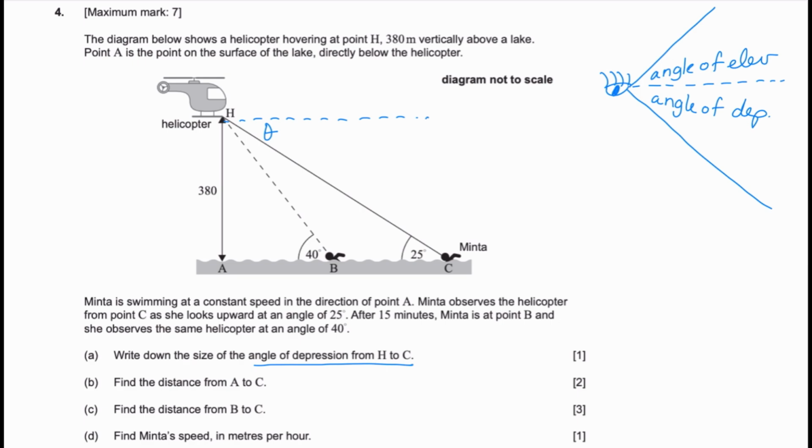One of the biggest things in these trig questions and geometry questions when it comes to triangles is to be on the lookout for parallel lines.